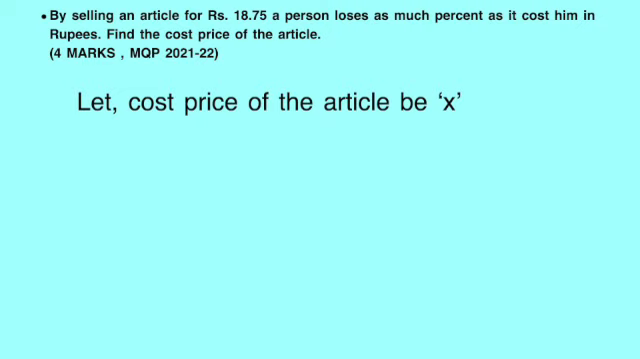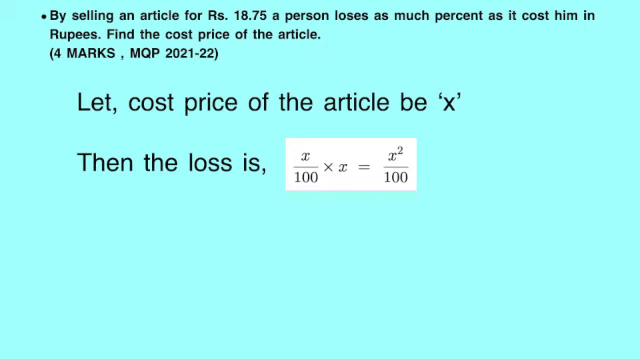He incurs the loss as much percent as the cost price. We took the cost price as X. Therefore, the loss is X percent. X percent means what? For 100 rupees, he lost X rupees. And the total loss becomes, for 100 rupees, X rupees into cost price. This is the equation for the loss.